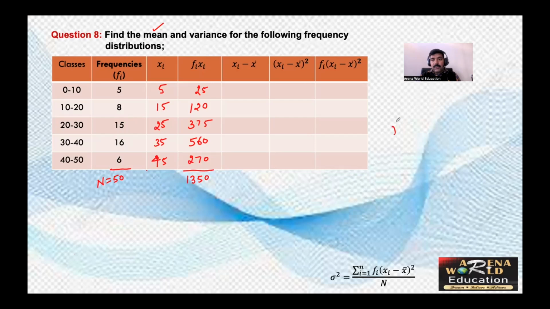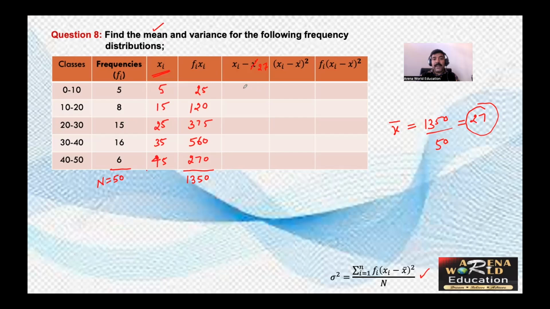Now let us calculate the mean. This will be equal to 1,350 divided by 50. And what is the final answer? It is 27. So 27 is the required mean. Now in the next step, we will find xi minus x bar, that is 27, right? So mainly we will find the difference of each xi with 27.